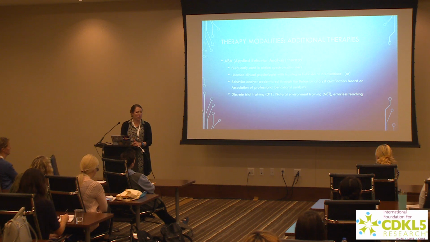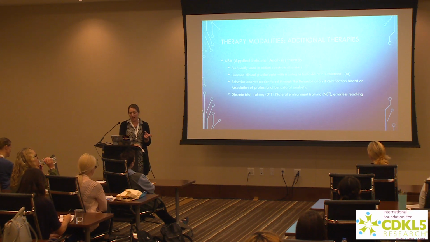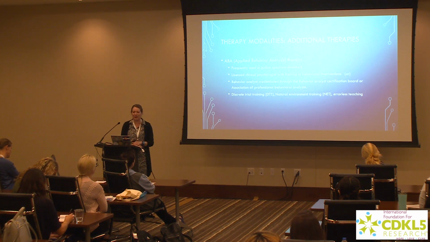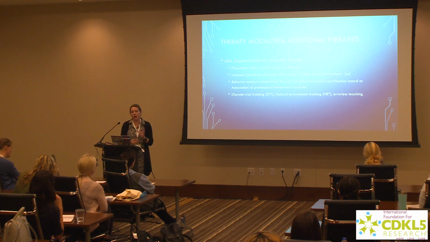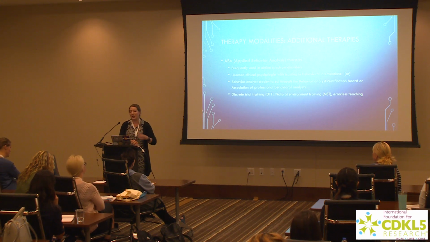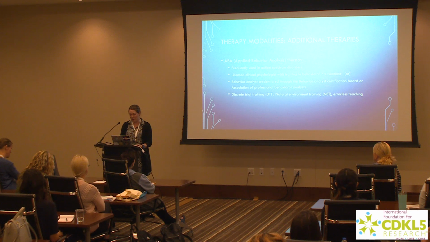Things that you should look for in an ABA program are the use of discrete trial training, and possibly natural environment training. There's a lot of literature out there that you can read as far as the differences and the pros and cons of the different components of this. Also, errorless teaching is another strategy that is used. But these are all strategies used within ABA therapy that can be really helpful in working with your child.